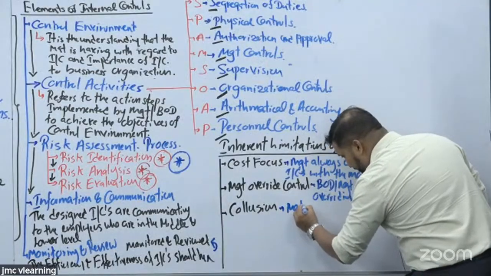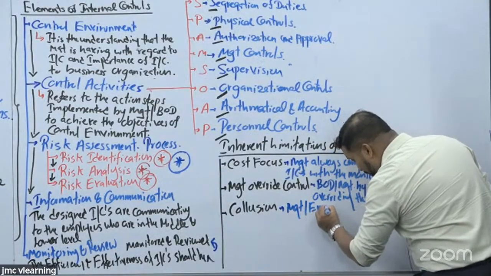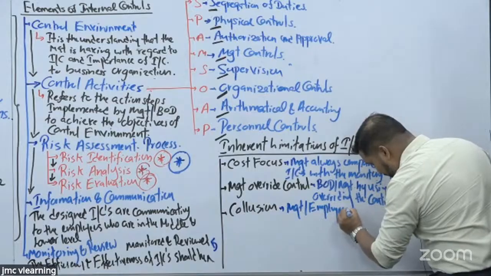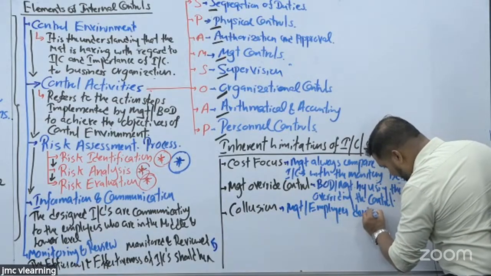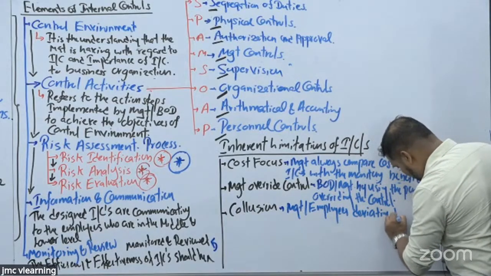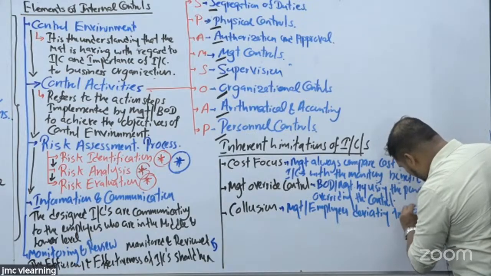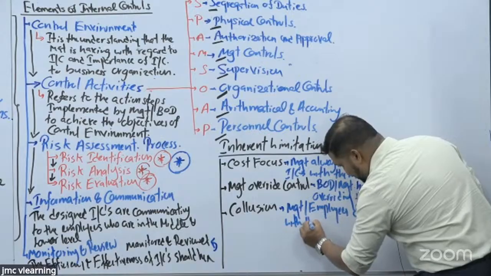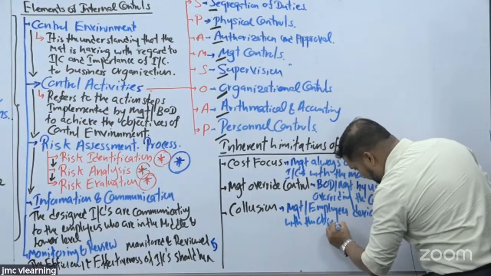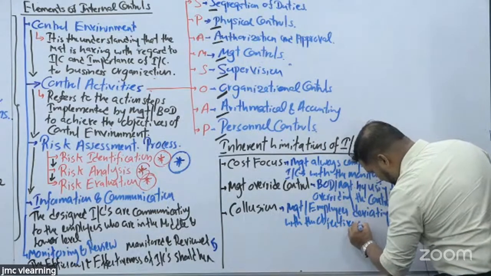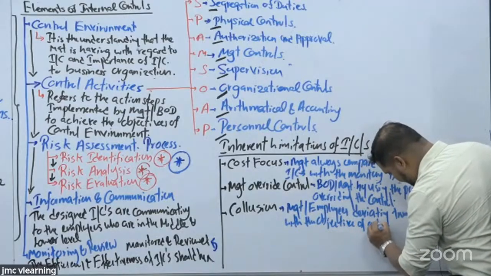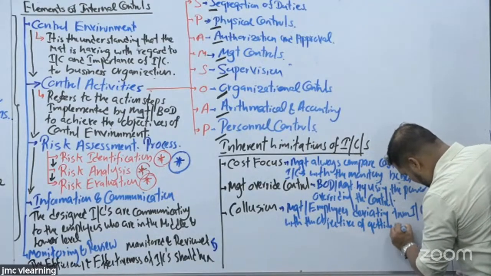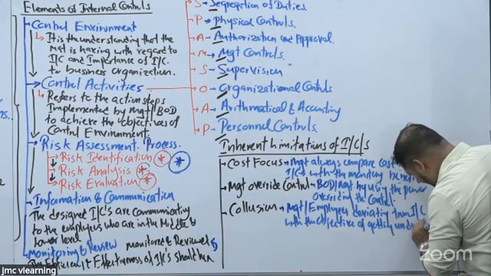So collusion is all about management and employees deviating from internal controls with the objective of getting undue advantage.